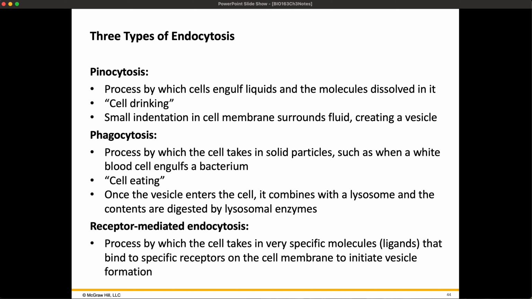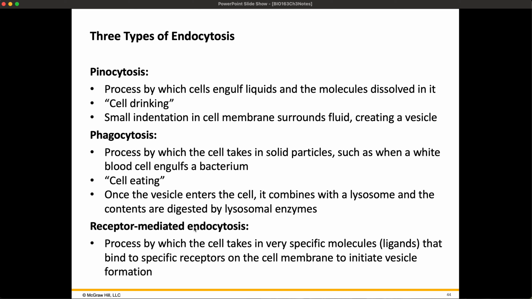A bacterium can be a large structure at the cell level, compared to a molecule of glucose or a protein. So that would be too large to move through the plasma membrane. The cell has to use its plasma membrane to form a vesicle around the bacterium and then pull it inside. Once inside, it gets digested by lysosomes.